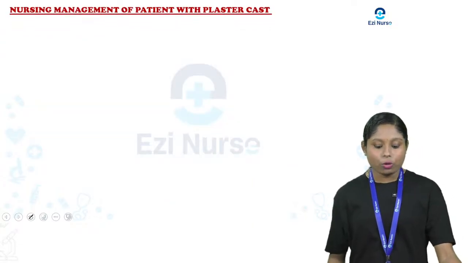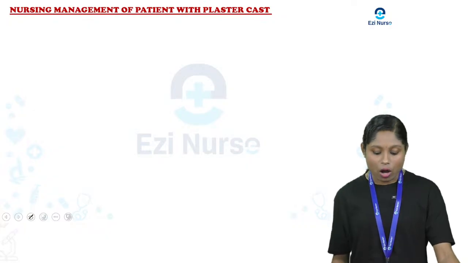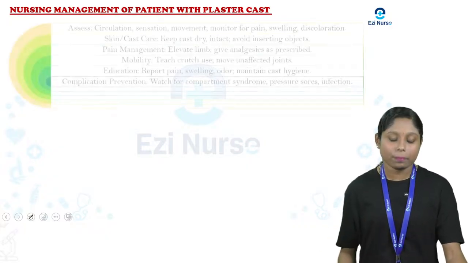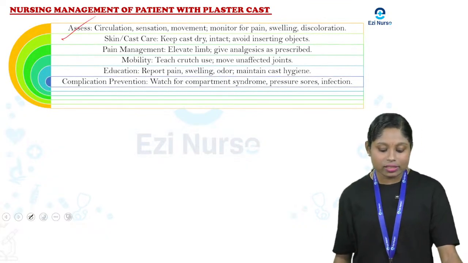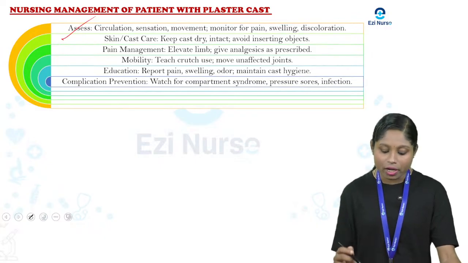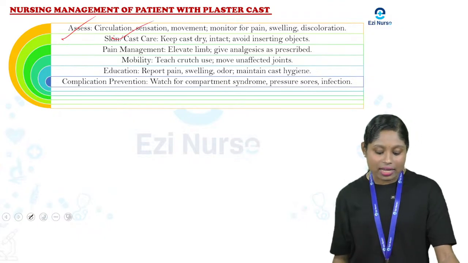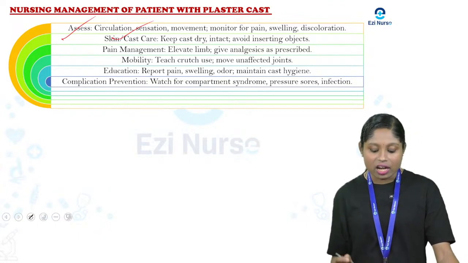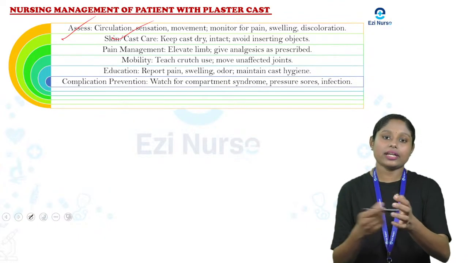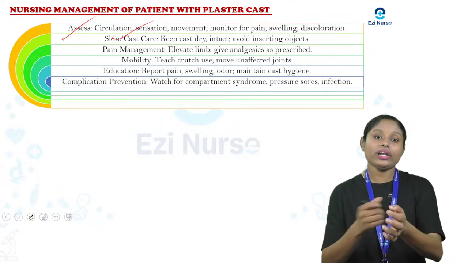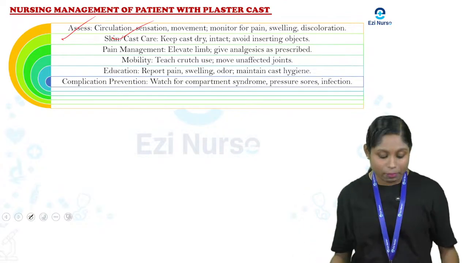Nursing management of a patient with plaster cast. So how will we manage a patient who has a plaster? Assess: we need to assess the circulation, sensation, movement, and monitor for pain, swelling and discoloration. Skin or cast care: keep the cast dry and intact, avoid inserting objects inside. They will feel itching, so avoid inserting anything inside the plaster cast.